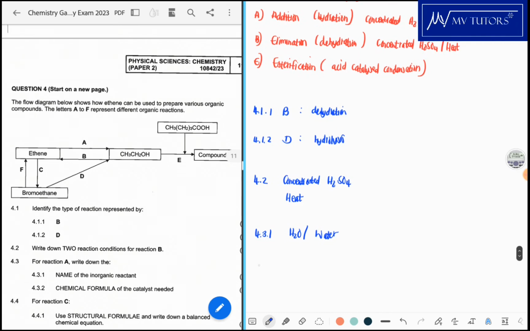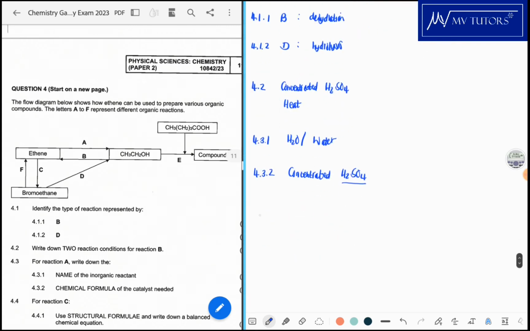All right, and then 4.3.2. Okay, this is going by quite nicely and fast. It says write down the chemical formula of the catalyst needed. So we said we needed concentrated sulfuric acid. Okay, concentrated sulfuric acid, because they wanted the chemical formula of the catalyst required.